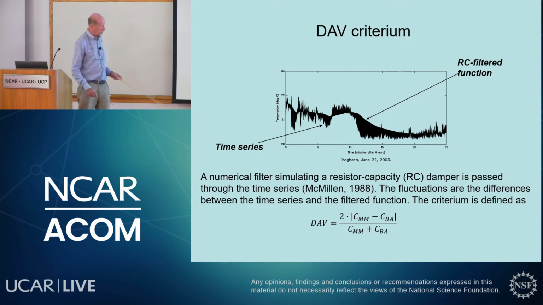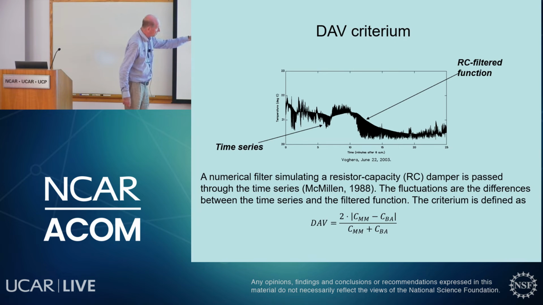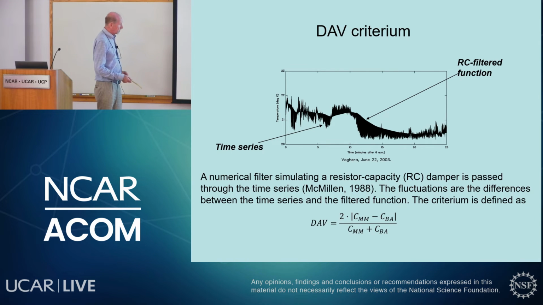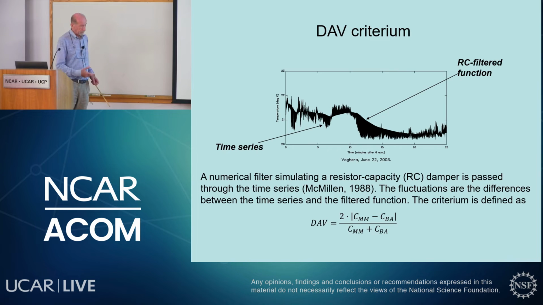And this is just to show a 25-minute series of instantaneous temperature values, and you use a resistor capacity damper to filter the fluctuations, and you obtain this kind of curve. And if you calculate that, you obtain the criterion. This had been used by Macmillan in the past. The method is abandoned for measurements, but it can be used as an indicator to detect the non-stationarities.